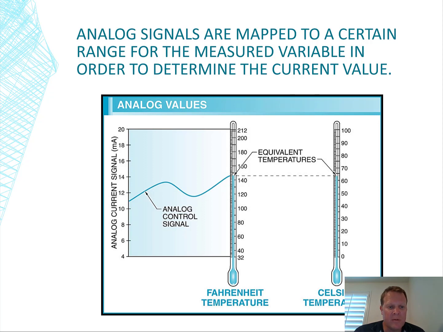And so the programmer would say, if you're receiving this range, this means 32 at 4 milliamps. At 20 milliamps, it means 220 degrees Fahrenheit. And the programmer is telling the controller, this is what the equivalent temperatures are. And so by programming, they're translating the information, right?